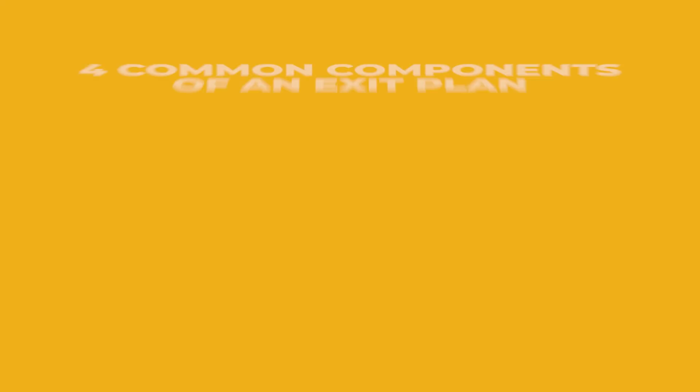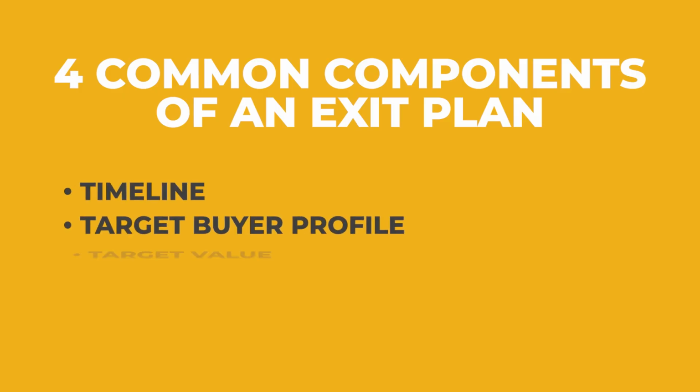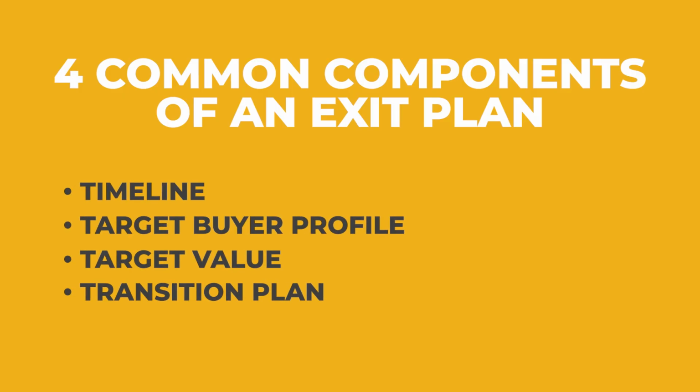So the 4 common components: timeline, target buyer profile, target value, and transition plan. So timeline, when do you want to exit? Target buyer, who is the ideal acquirer of your business? Target value, what does your business need to be valued at in order for you to sell? And transition plan, how will you hand your business off? Each one of these core components will build on each other.